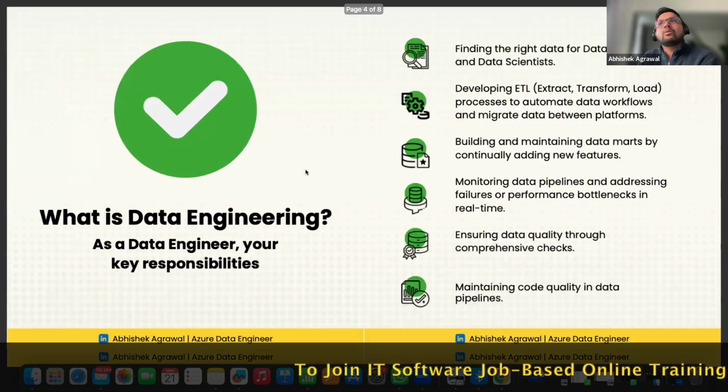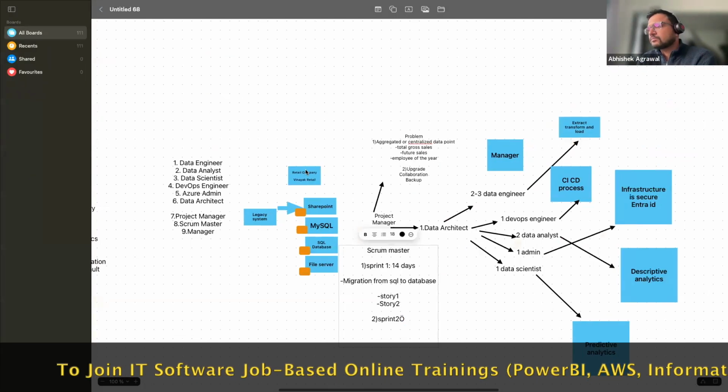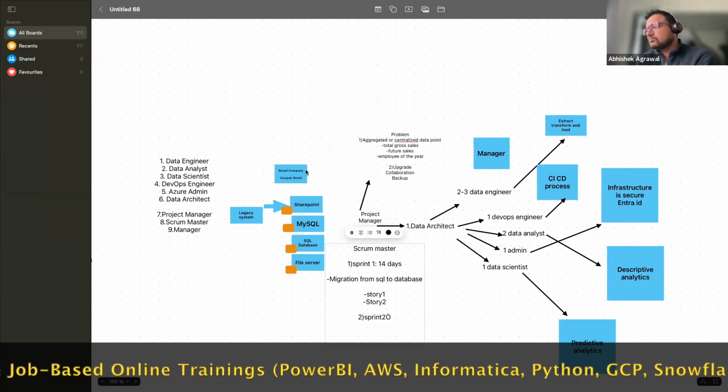All right, guys. Anybody has any doubt on this? Yes, Abhishek, I have a doubt on it. Actually, I am an IICS developer.